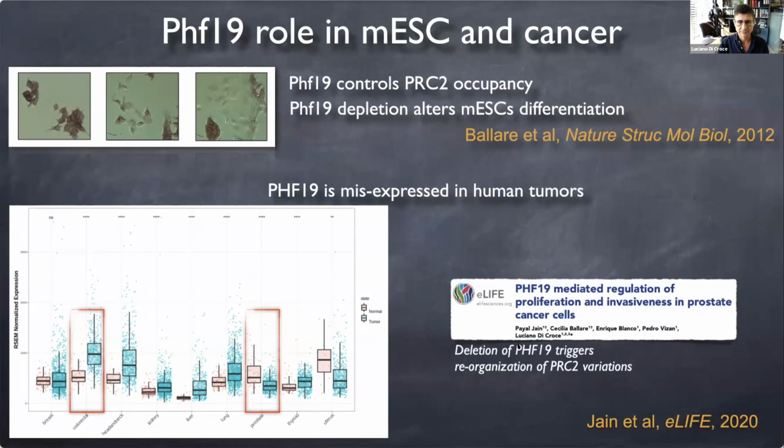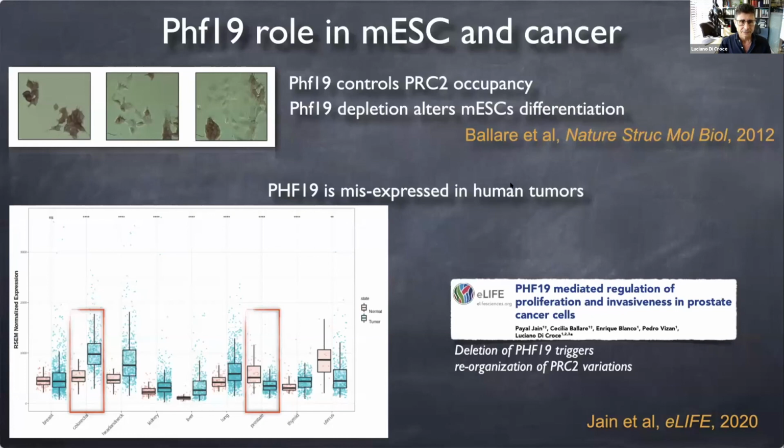This work was recently published in eLife, where we found that indeed the deletion, when we simulate deletion of PHF19 in the prostate cancer model system, leads to a reorganization of PRC2 variants, and I will come to that in a second, but also the cells change their characteristics. Deletion of PHF19 in the prostate cancer model system leads to downregulation of proliferation, but the side effect is that the cells become more invasive and most likely also more metastatic.